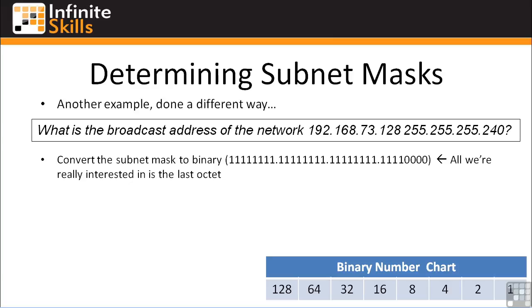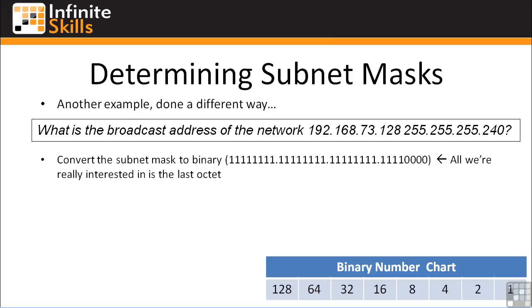In this case, since the first 3 octets are all 255s, all we're really interested in is the last octet. Now, if the subnet mask broke in the 3rd or the 2nd octet, then obviously you'd be interested in the last 2 or 3 octets. But for our example, we only care about this last octet. And you notice it's the same subnet mask, so our binary math for this is exactly the same as on the previous slide.